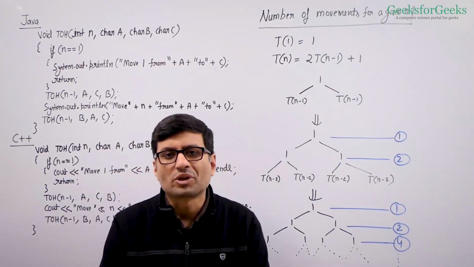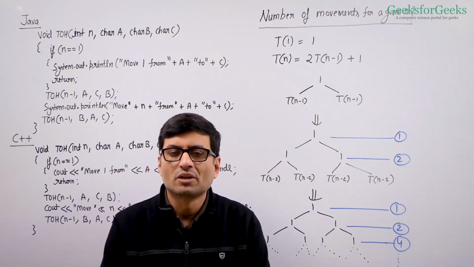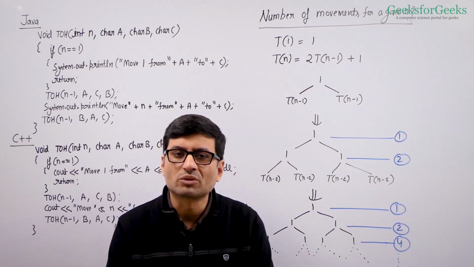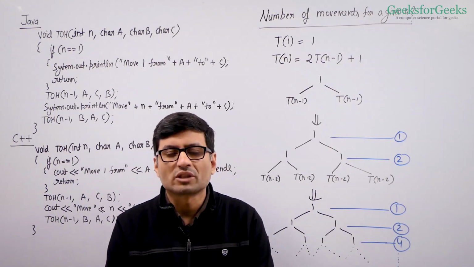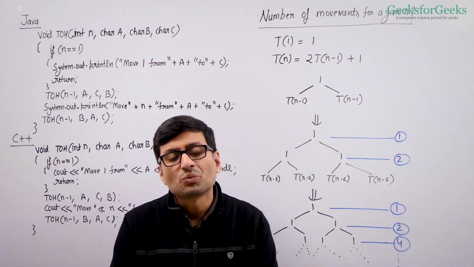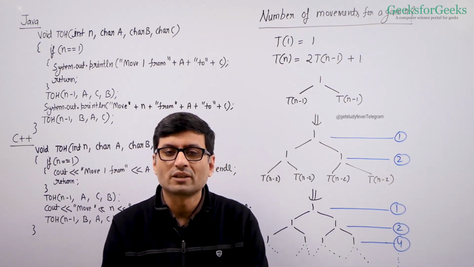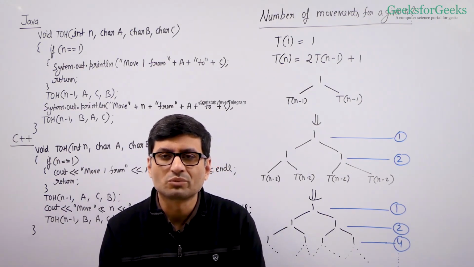Let us now try counting the number of movements for a given number of disks. When we are given 1 disk, we need only 1 movement. We just need to move it from A to C. When we are given 2 disks, we saw that we needed 3 movements. When we were given 3 disks, we needed 7 movements. Let's now try to come up with a formula for counting the number of movements for an n.